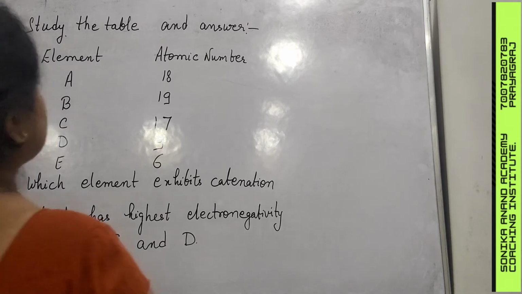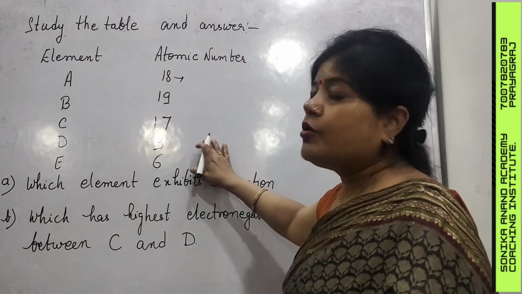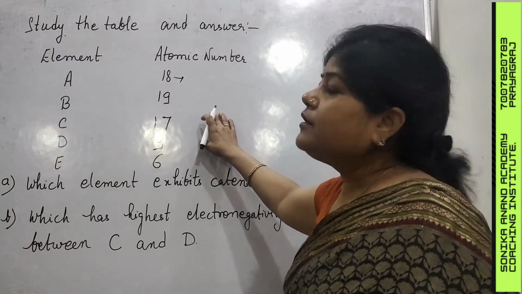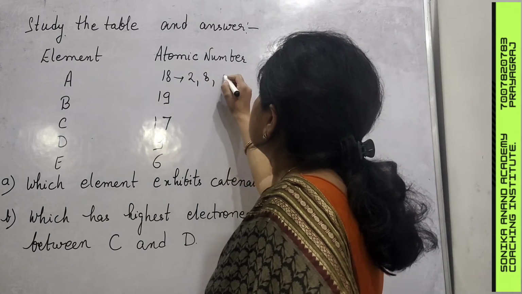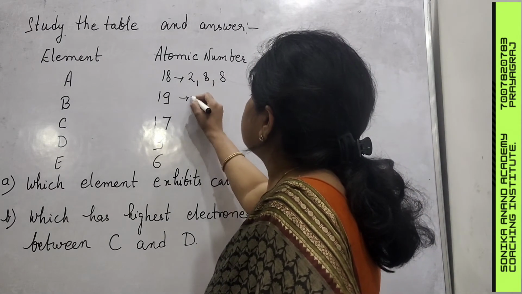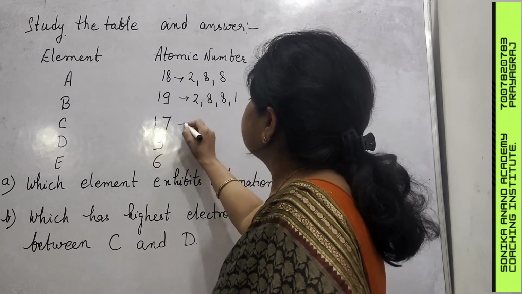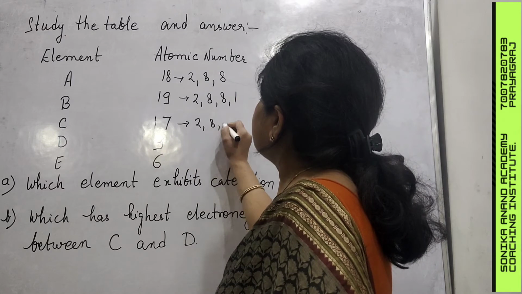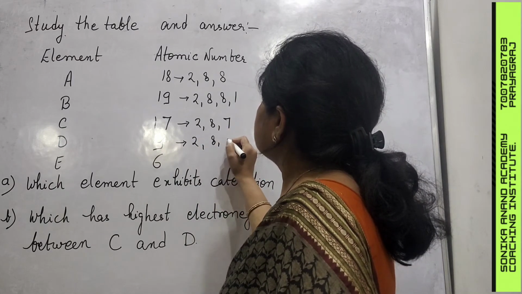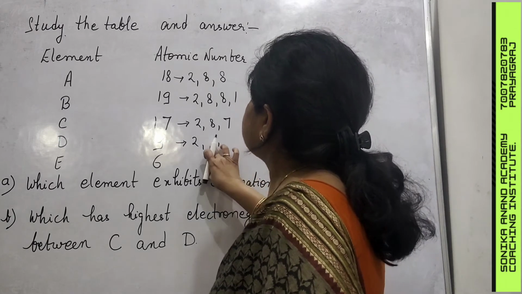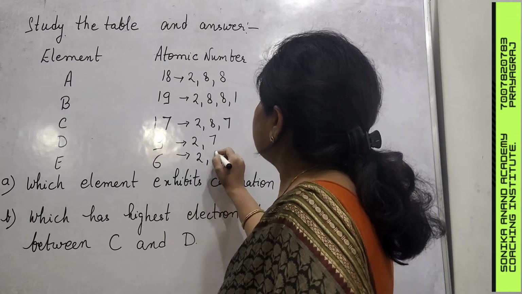So from here we can easily see that firstly, if we have the atomic number, we write its electronic configuration. So it is 2, 8 and 8. Here it is 2, 8, 8 and 1. It is 2, 8 and 7. This one is 2 and 7, this is 9. This is 2 and 4.